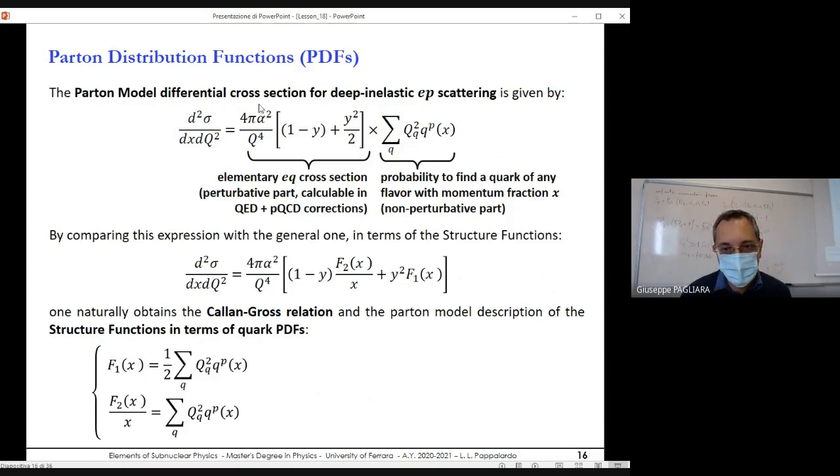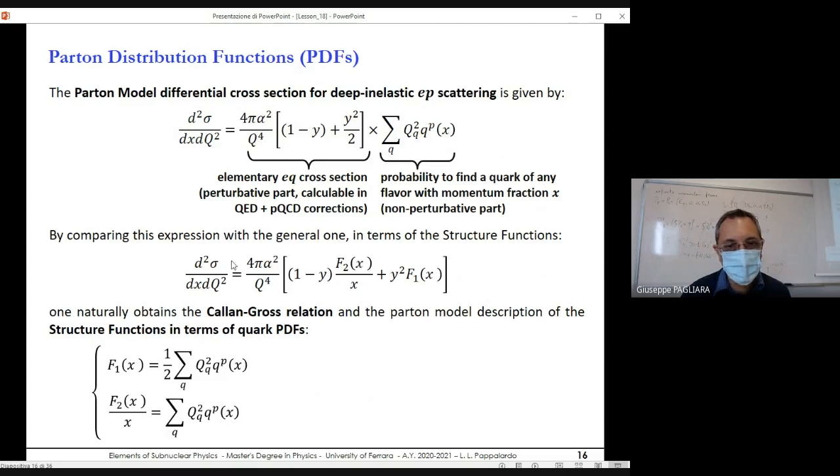Now we can compare these, okay, with the general expression that I gave you half an hour ago, the one in terms of the F1 and F2 structure functions. And by just comparing the two, we can infer how we can express the structure functions of the cross-section in terms of the parton distribution functions. So for instance, if you just compare this quantity here, F2 divided by x corresponds to 1 times this guy here. In fact, this is the second equation. Similarly, the F1 that multiplies the y squared corresponds to 1/2 of this object here. And this is what we have here.